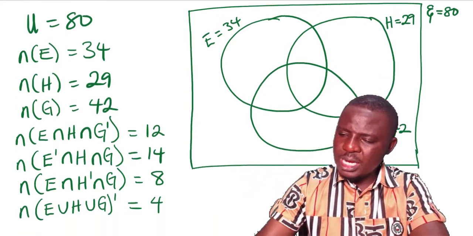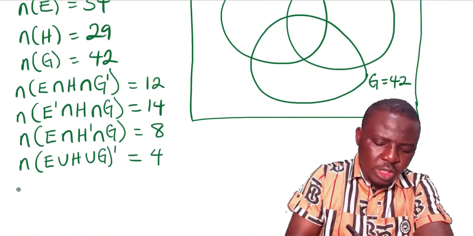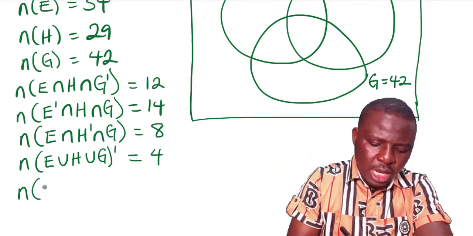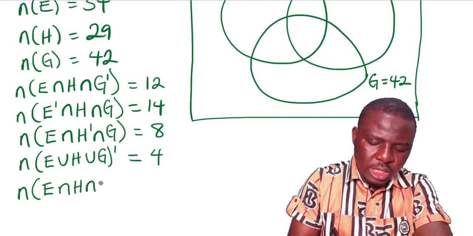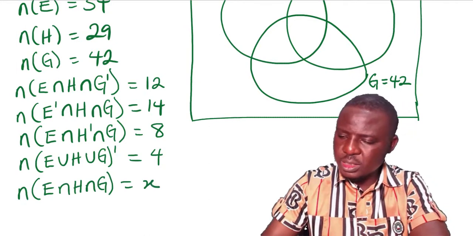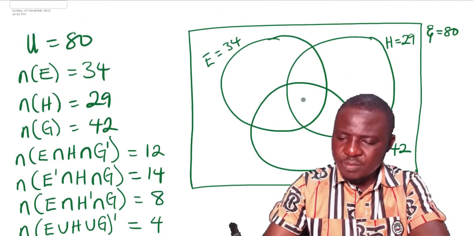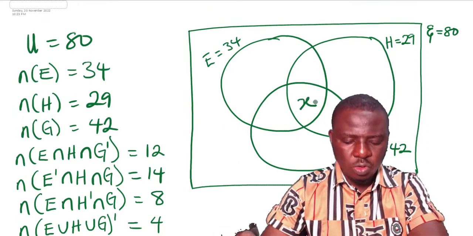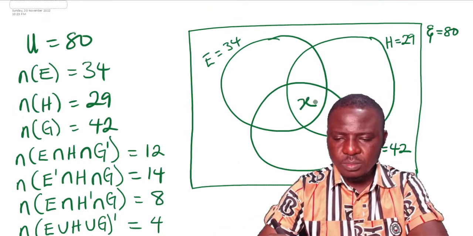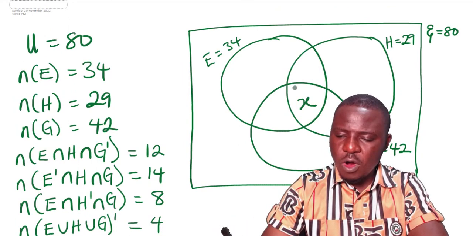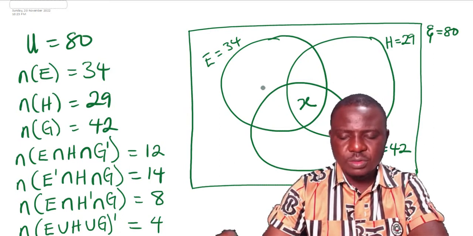Now, let the number of students that studied all 3 be equal to x. That is to say, n of E intersection H intersection G is equal to x. So if that is x, this region 1 is those who studied all 3 subjects. Now, let's get the values for every other region.